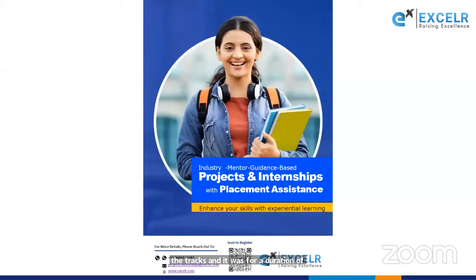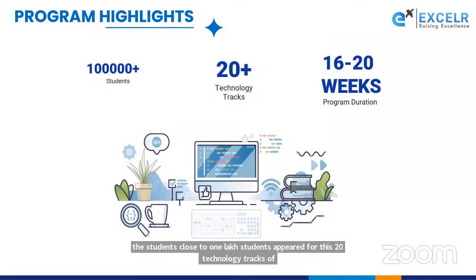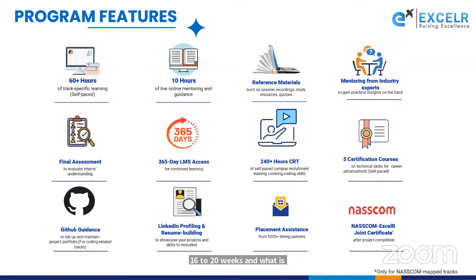So now let me give you a little more insight on our ongoing projects and internship, which again has the placement assistance, which is slightly different from the APSHE guidelines. So as I told you, these are the program highlights where close to 1 lakh students appeared for these 20 technology tracks of 16 to 20 weeks. And what is unique about this projects and internship program is the student who will enroll for this will have 60 hours of self-paced learning and an addition of 10 hours of live online mentoring guidance.